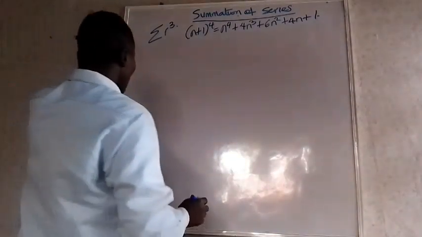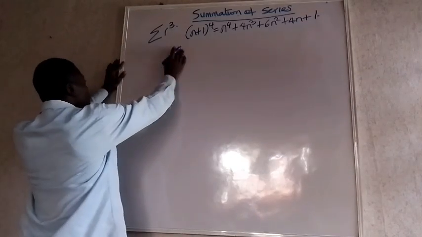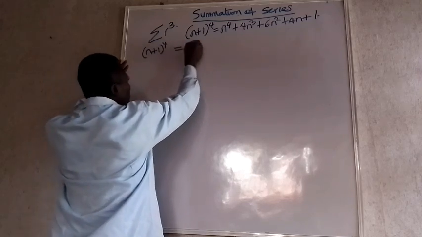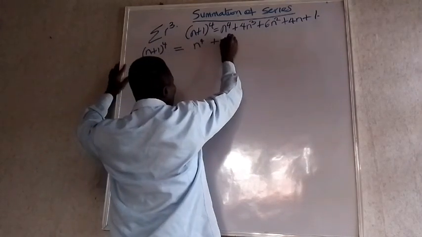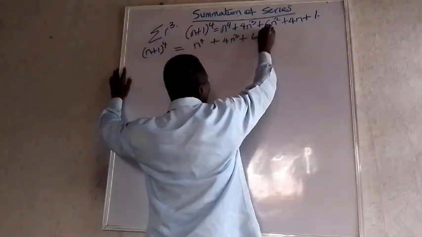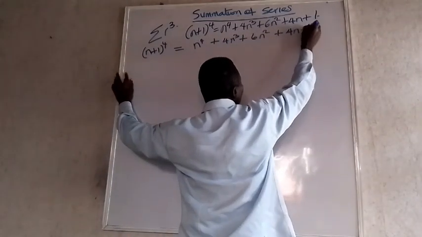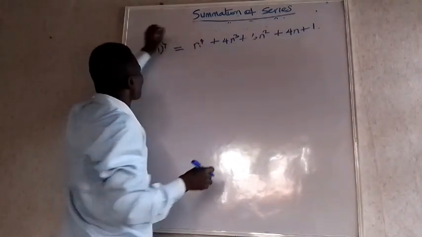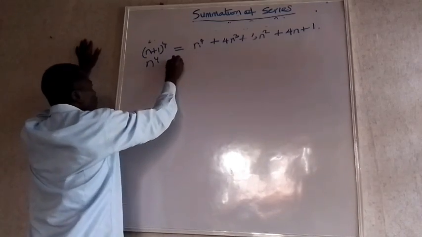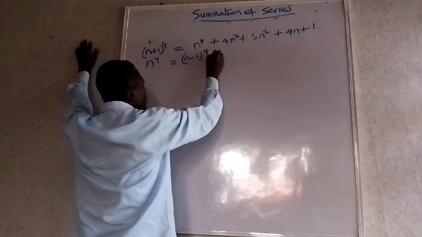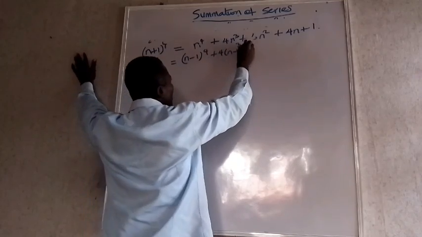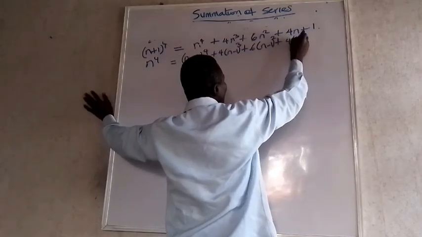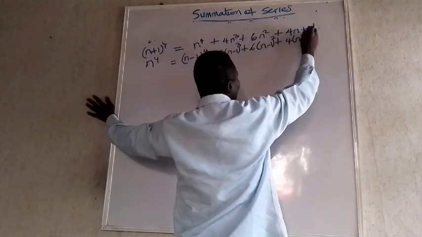Now let's do it as we did the previous one. This one is going to be n plus 1 raised to the power 4 equal to n raised to the power 4 plus 4n cubed plus 6n squared plus 4n plus 1. Here, n raised to the power 4 is going to be n minus 1 raised to the power 4 plus 4 into n minus 1 cubed plus 6 into n minus 1 squared plus 4 into n minus 1 plus 1.